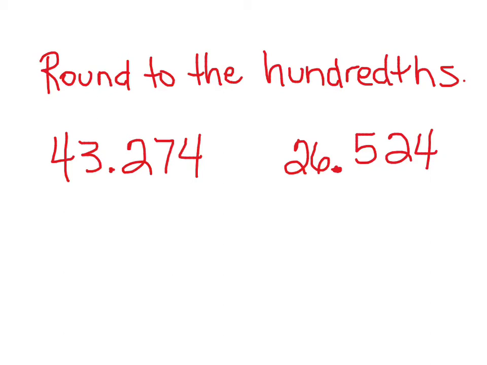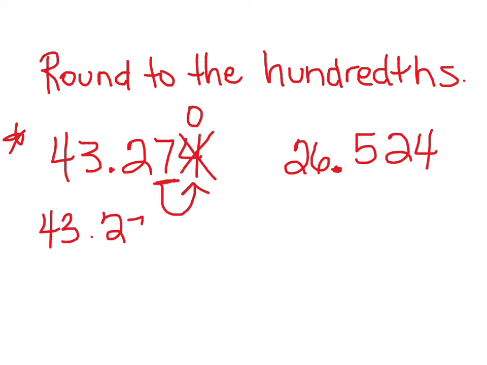So on 43 and 274 thousandths, the hundredths place is the 7. The 7 is going to go to the 4. The 4 tells that 7 what to do. In this case, the 4 is 4 or less, so it tells the 7 to let it rest, which means it stays the same. And the 4 becomes a 0. So your answer is 43 and 270 thousandths, or 43 and 27 hundredths. Okay, same answer. The 0 can be taken off or it can be left on.